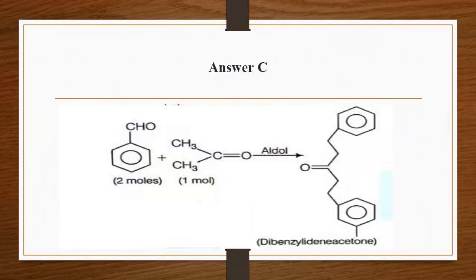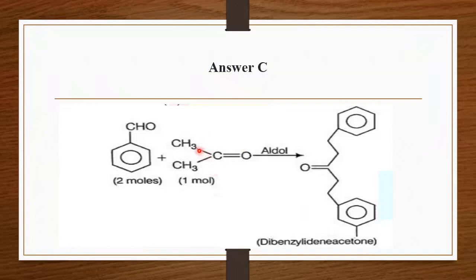What will be the product when acetone and two equivalents, two moles of benzaldehyde react in presence of dilute alkali? One mole of acetone in presence of dilute alkali. It's an example of aldol condensation. Aldehyde and ketone react in presence of dilute alkali. It's an example of aldol condensation. What will be the product obtained during this aldol condensation?